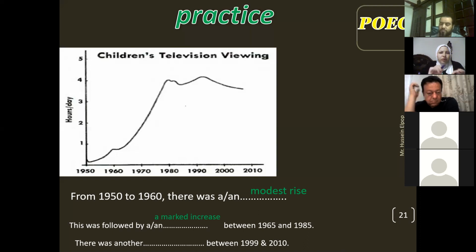Slight drop or decrease, or steady. A slight decrease, or a little decrease. Unstable, it goes up and down? No, between 1999 and 2010, it's going down all the way. We can say drop or decrease.